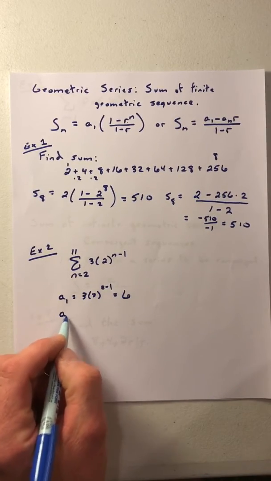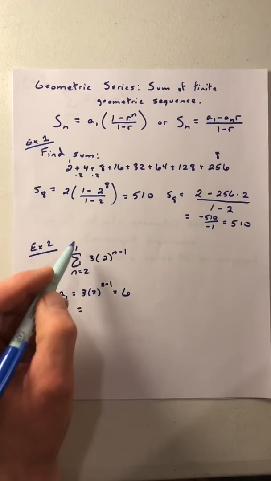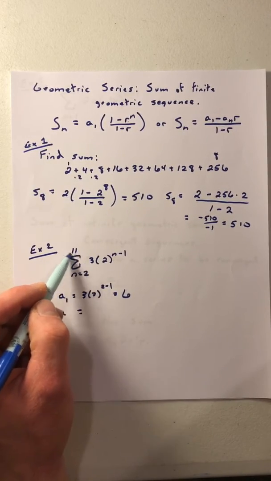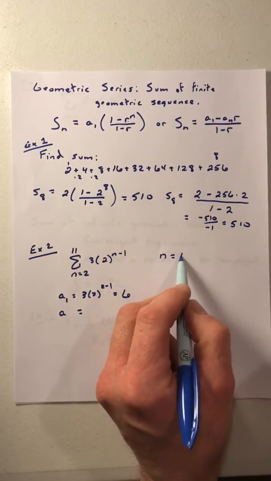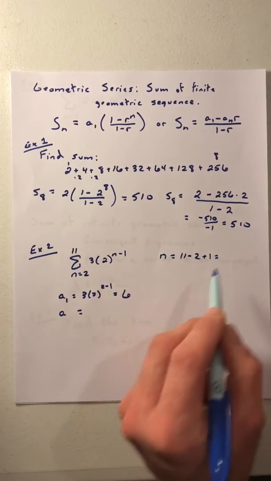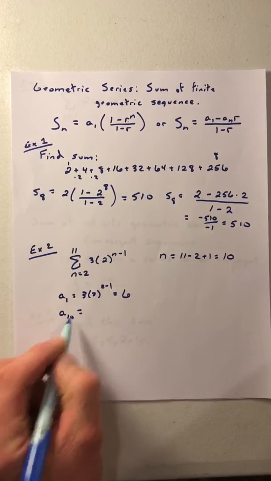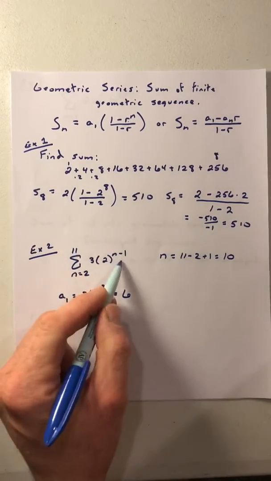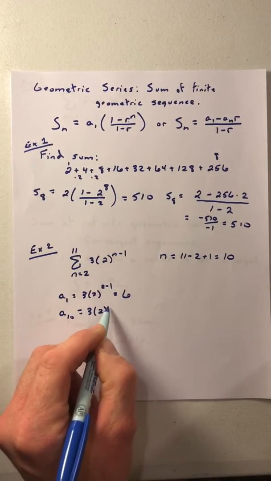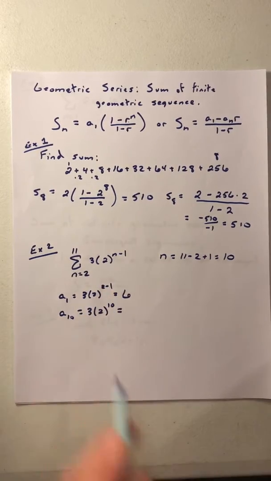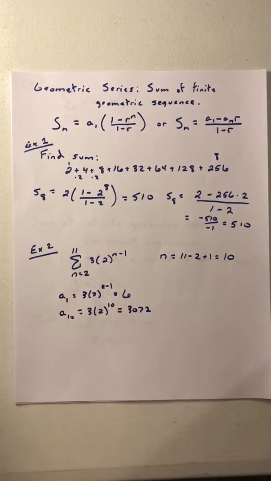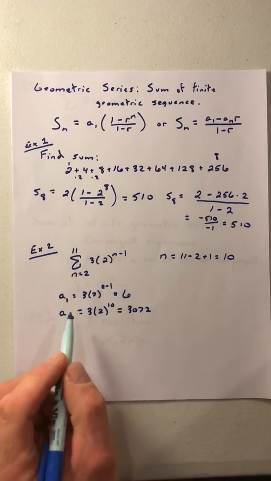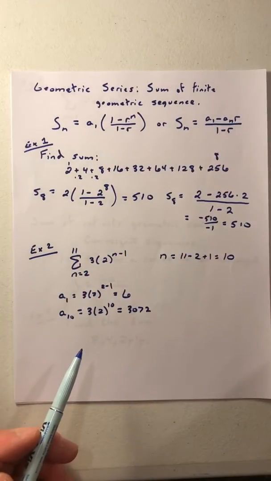We need to know the last term. Remember the number of terms: we take the upper bound minus the lower bound plus 1. So the number of terms is 11 minus 2 plus 1, which gives us 10. So for the 10th term of this sequence, we plug in 11. We have 3 times 2 to the 10th, since 11 minus 1 gives us 10. And that's going to give us, throwing it in the calculator, 3,072.